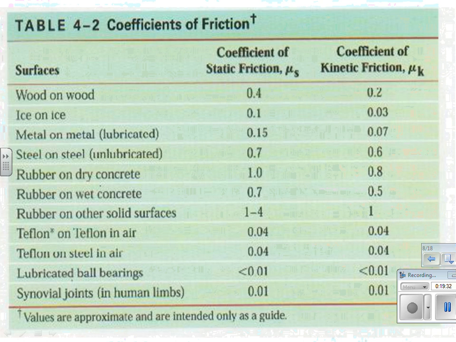So wood has a pretty high coefficient of friction. It's pretty sticky stuff. Ice has a low coefficient of friction, particularly once you start sliding on it. Metal, pretty good. Rubber is pretty darn sticky. That's why we make soles of shoes, or climbing shoes, out of rubber, right? Rubber on other surfaces can get up to 4. That's huge. But notice ball bearings, almost no friction at all.